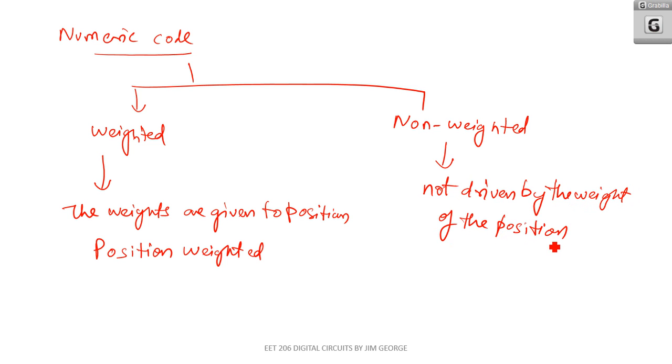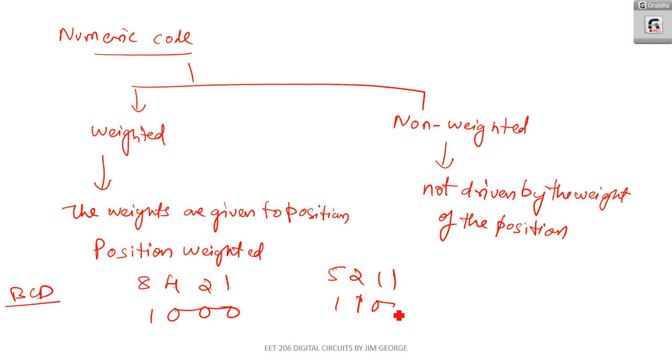For example, BCD, binary coded decimal, is an example of weighted code. Suppose you have the 8421 code and the code is 1000. Each position is weighted: the first position is weighted 1, next weight is 2, then 4, then comes 8. Now if you have the 5211 code, again you can have 1100. Here the first position is weighted 1, the second position is 1, the third position is 2, and the fourth position is weighted 5. These are the position weights.